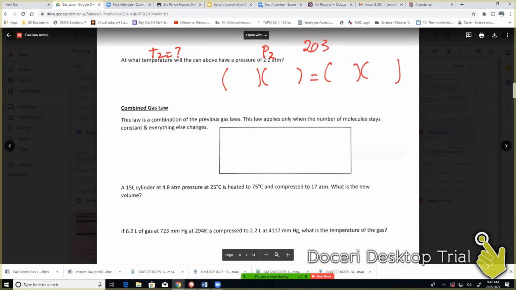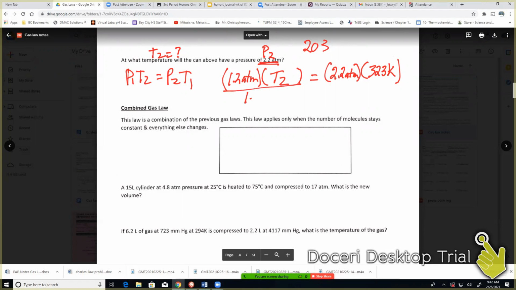On this one, instead of rearranging, I'm just going to plug in the numbers. So my formula is P1 T2 is equal to P2 T1. My pressure one came from my problem up above. My T2 is what I'm trying to find. My P2 is here. And my T1 would have also come from my one up above, so that was that 323 K. So I need to solve for T2.